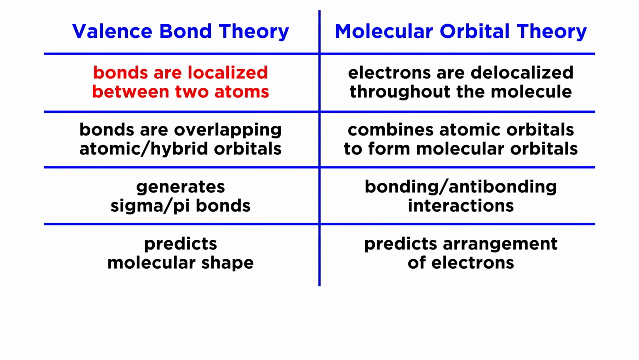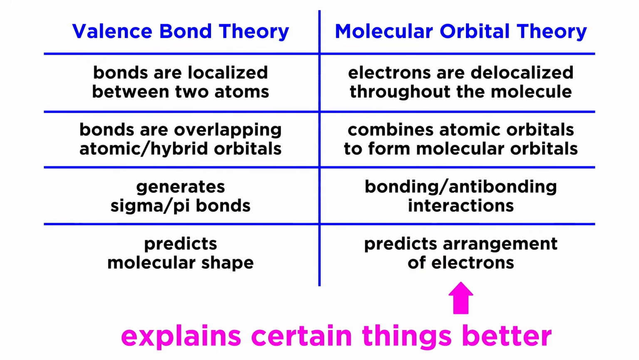The first difference is that valence bond theory considers covalent bonds to be localized between a pair of atoms. MO theory sees them as containing electrons that are delocalized throughout the molecule in molecular orbitals with quantized energies. One theory uses hybrid orbitals, the other does not. One theory forms sigma and pi bonds, whereas the other generates bonding and antibonding interactions based on which orbitals are filled, and one is concerned with molecular shape while the other is not.